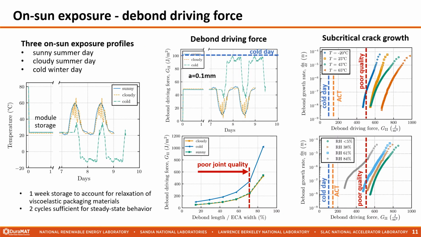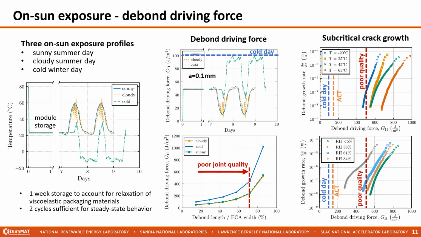Finally, we expanded our 2D submodel to simulate 3 different types of on-sun exposures: a sunny summer day, a cloudy summer day, and a cold winter day in Golden, Colorado. The temperature profiles are depicted in the left-hand plot. The resulting debond driving forces are presented in the top center plot and follow an inverse trend to the temperatures.